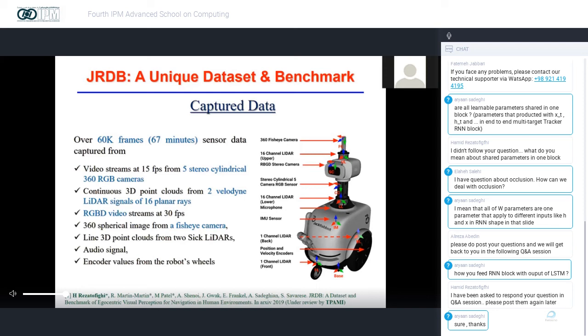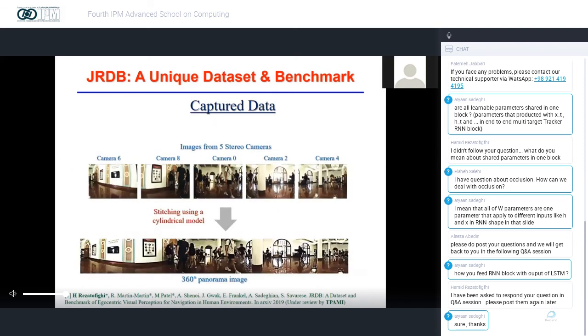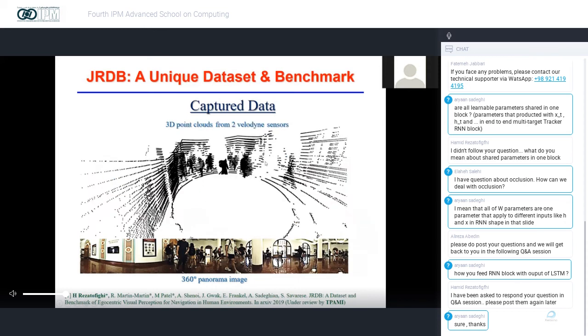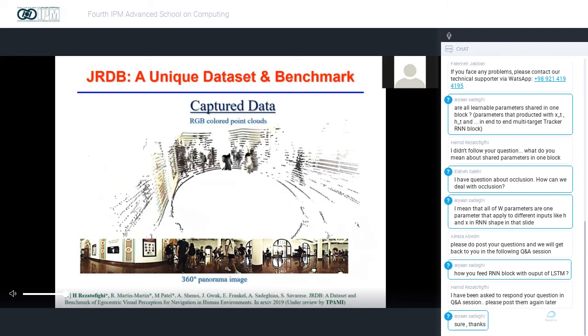As I said, we have five stereo cameras, and we can stitch them to create the 360 panoramic image. Along with the LiDAR point cloud, we can have a 360 view of the scene in 2D and 3D. We have the registration information between these two sensors, so we can color the point cloud or project the point cloud back to the image.